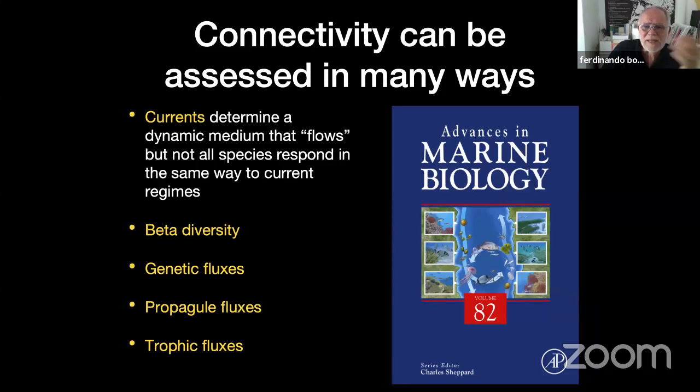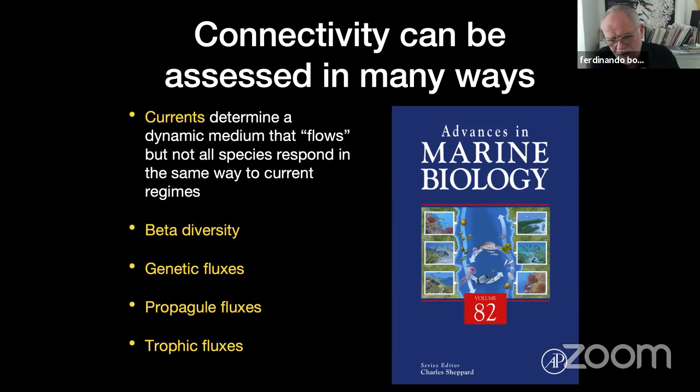So connectivity can be assessed in many ways. Before, there are the currents, and so physics. But then we have to look at the diversity, beta diversity, how the biodiversity in different places has species in common, and the more they are in common, the more we can suppose that the systems are connected.